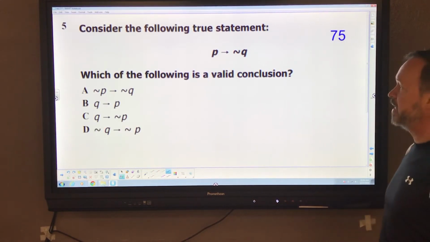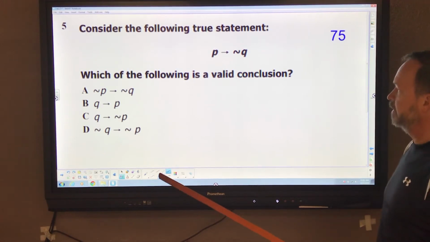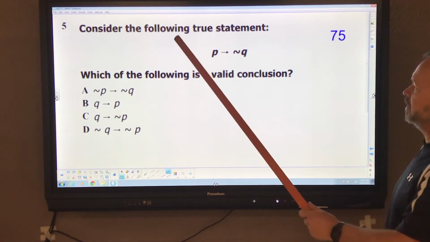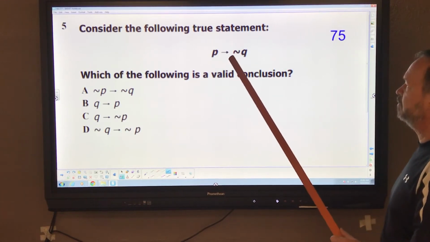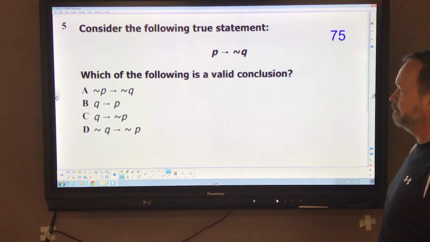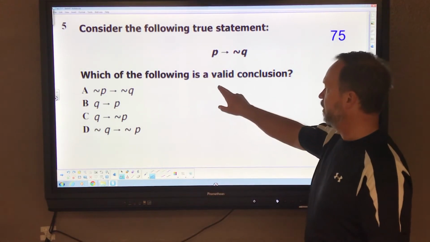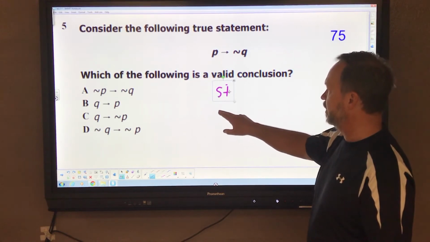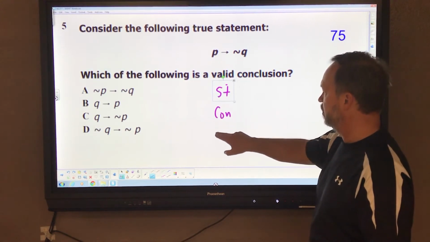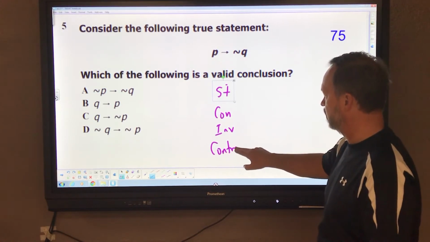Another hypothesis conclusion type question where we've got symbolism. So we say, consider the following true statement. P implies not Q. Which of the following is a valid conclusion? This goes back to something that we talked about where a statement, its converse, inverse, and contrapositive.